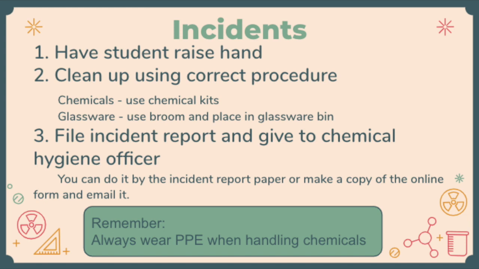All teachers will have an incident at some point. Here is the procedure to follow when one does happen. First, you must teach your students what to do if an incident occurs and what incidents could look like. Have students raise their hand. You will go over, clean it up using the correct procedure, file an incident report either by paper or by making a copy online and sending it by email. This allows me to see what our most common incidents are and how to stop them from occurring in the future.